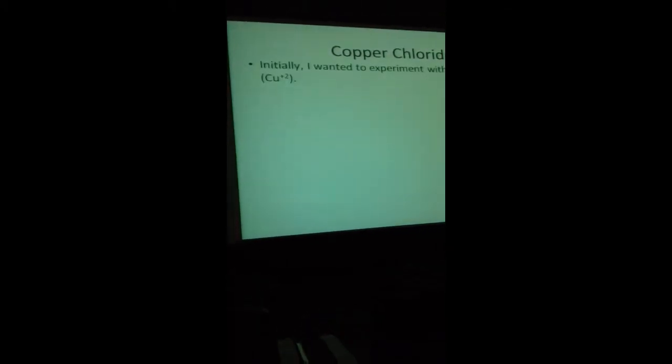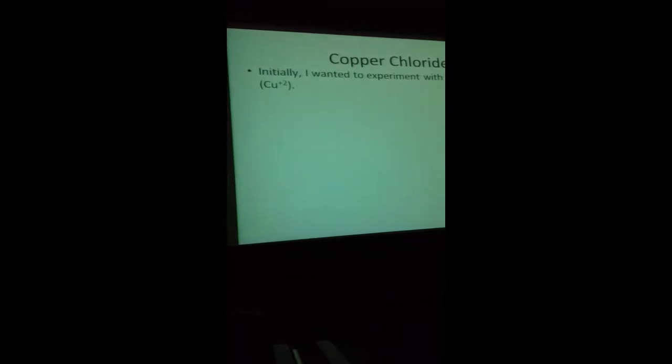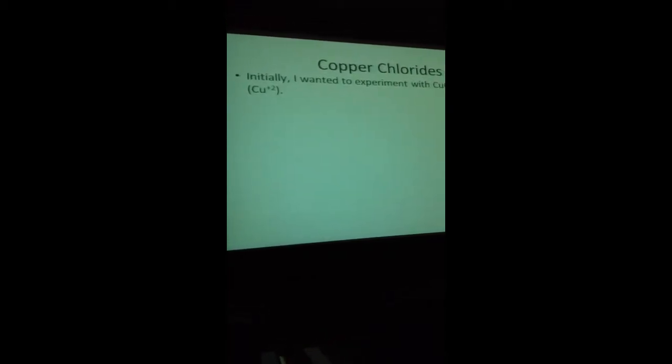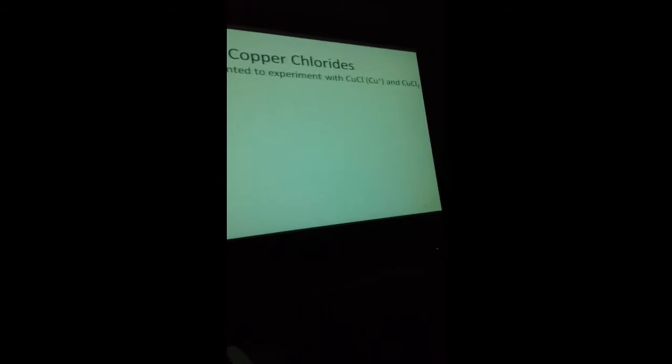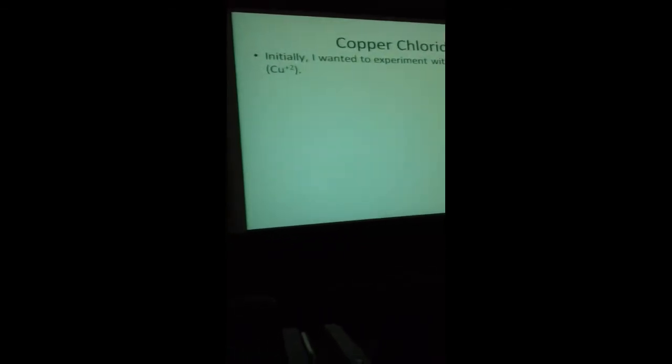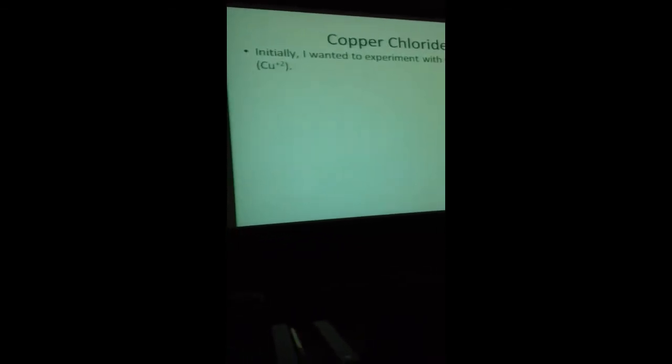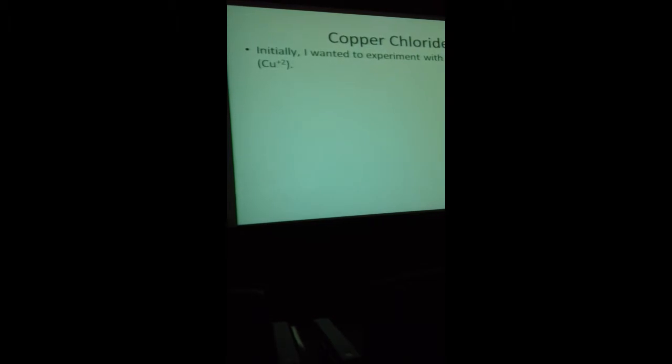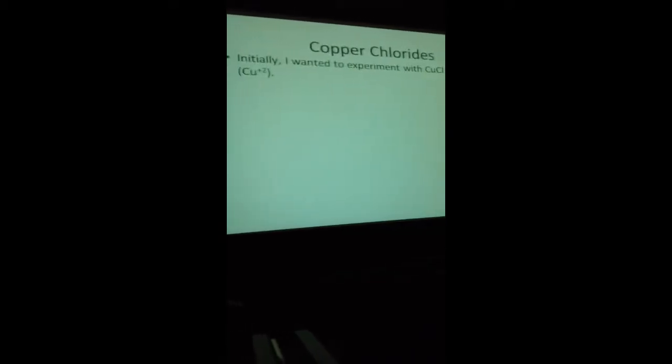So when I started this summer, I had a lot of choices. I had copper +1 and copper +2, which are really similar, but a little bit different in how their electrons are arranged. And I realized pretty quickly that I wasn't going to have time in 8 weeks to study all of the compounds I could make with these.